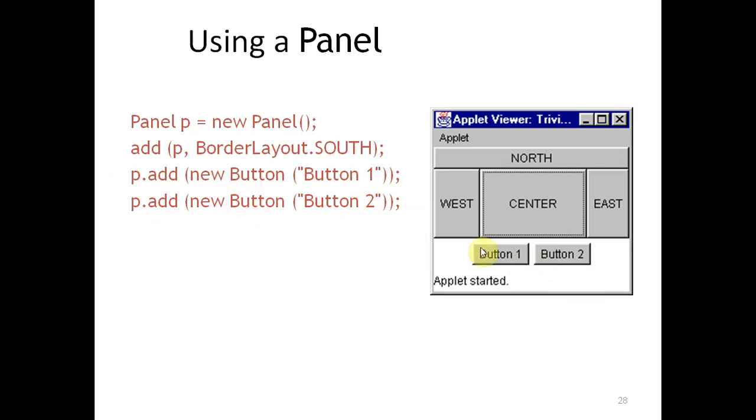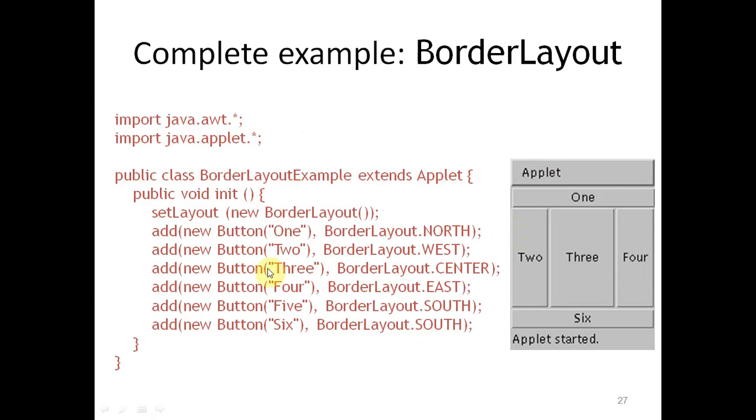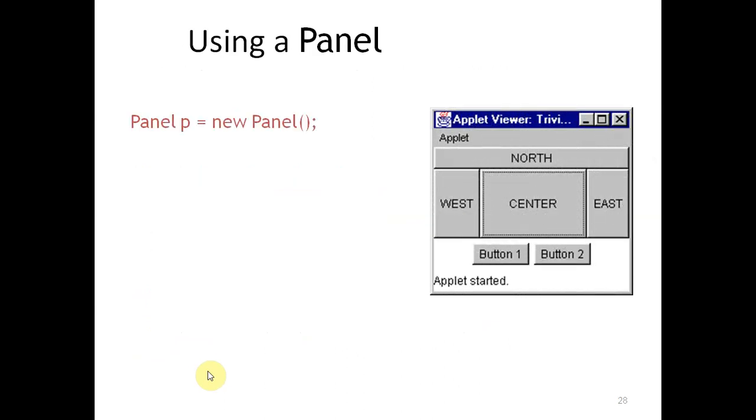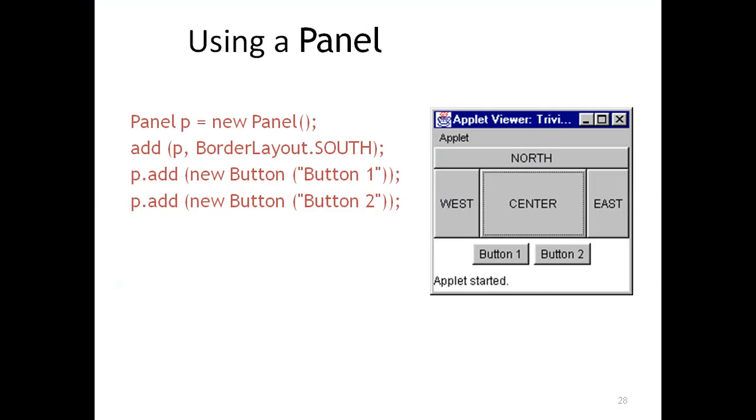If we have to display both 5 and 6, then we'll write here new button 5, new button 6. Then in that case 5 and 6 will be displayed as in the previous program, where 5 is overlapped by the 6. So suppose we have to display both of them. We will write panel P equals new panel, and then add the panel on border layout dot south, and then we'll write two different statements, p dot add new button p1 and p2.